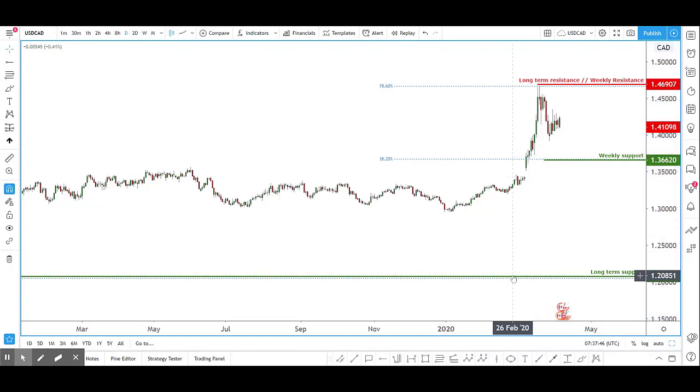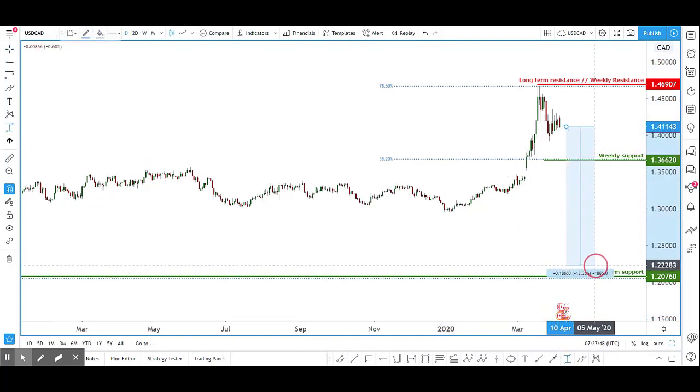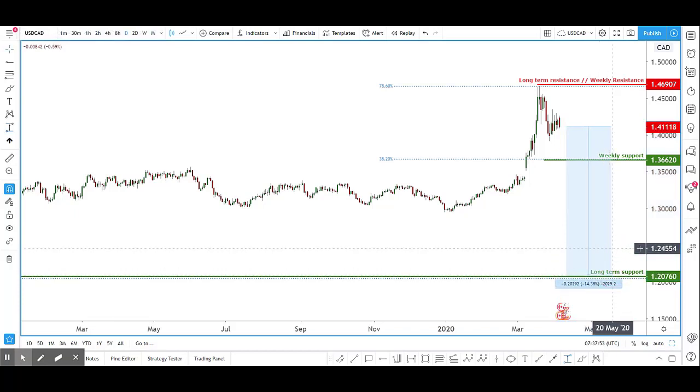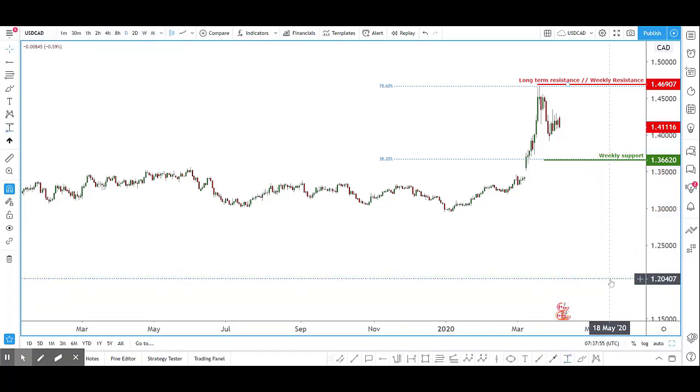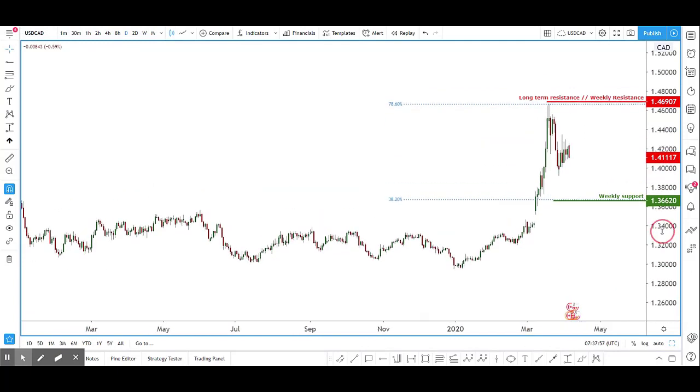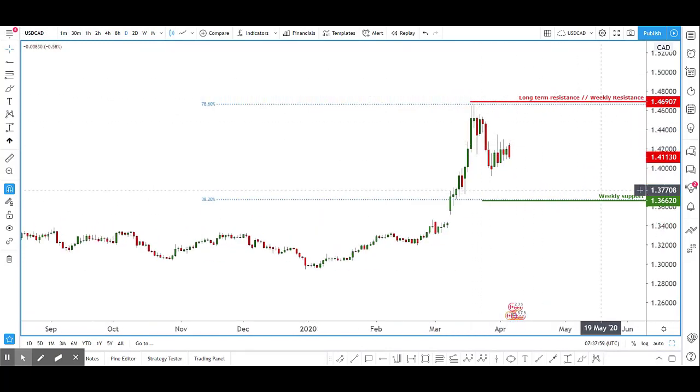Okay, because the long-term support is really far off, about 14% off, and that is quite a big move in terms of Forex. Let's just remove it and ignore it for now, and focus on this current level. So we're going to find a daily support and a daily resistance.